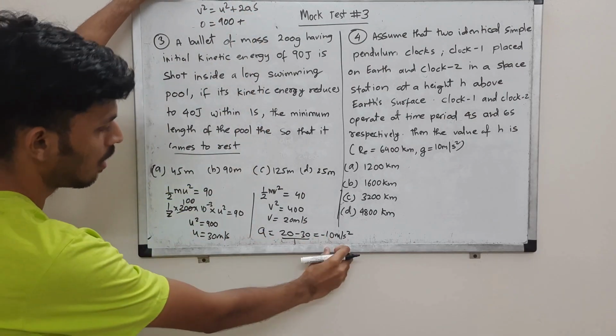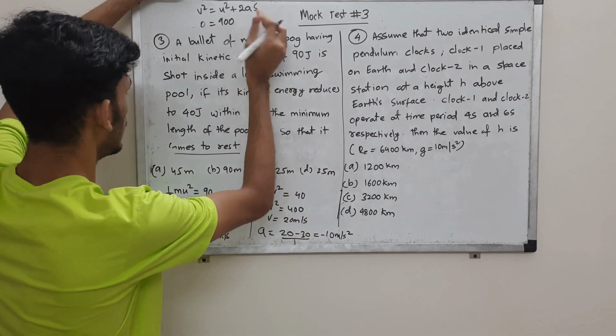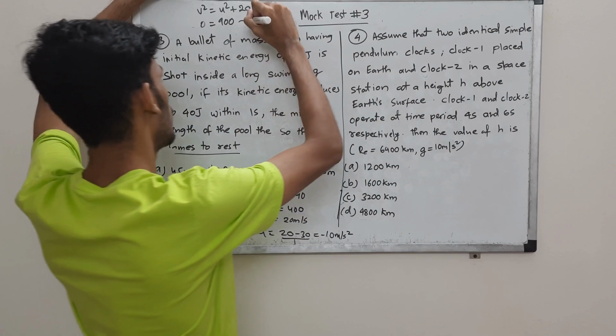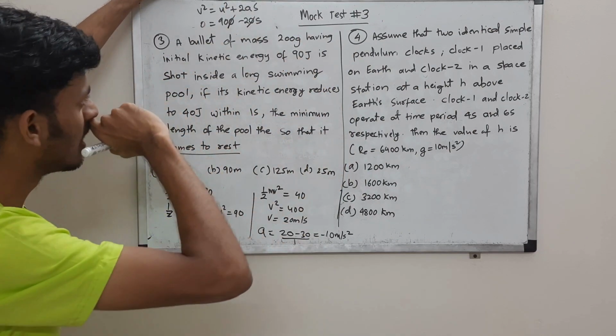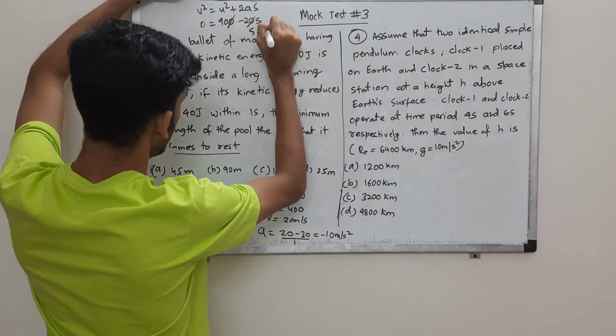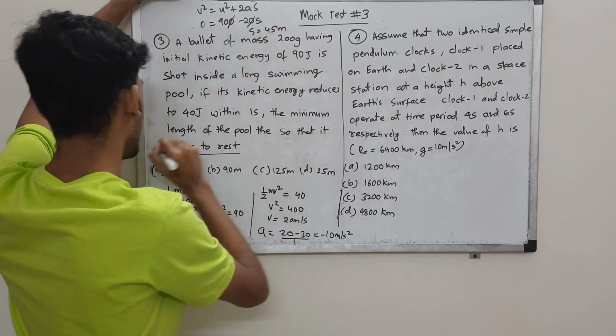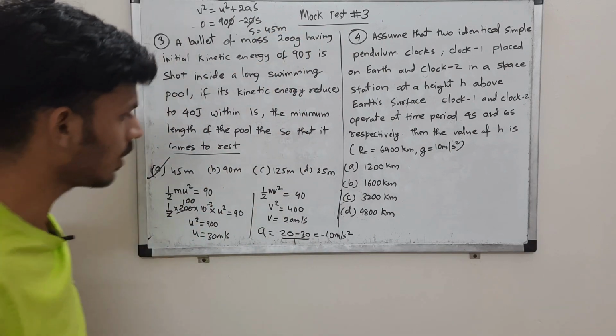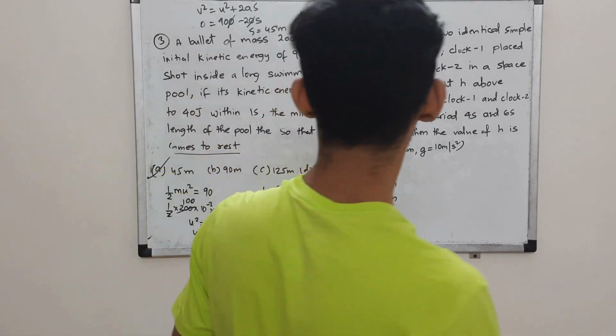So 2 into minus 10, which is minus 20, and into s, which we are supposed to find. If you take it to the other side, this will cancel, and 90 by 2 is 45 meters. So 45 meters, which is option A, right? So 45 meters is the correct choice over here.